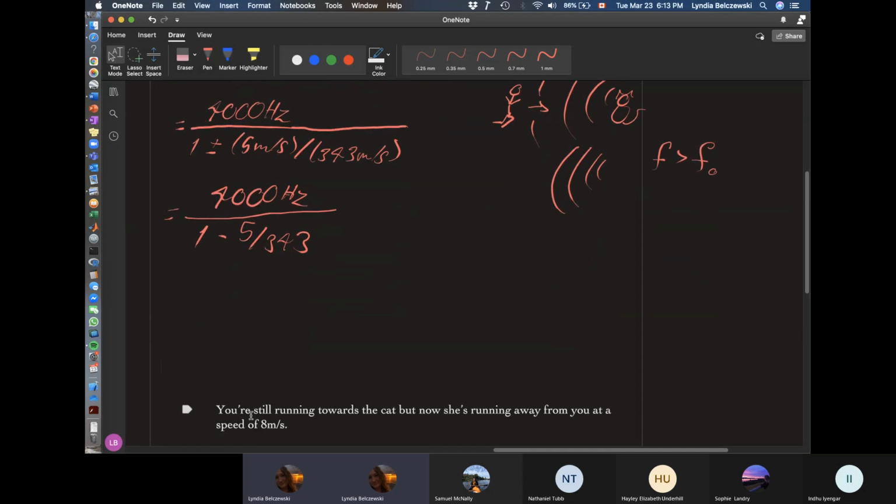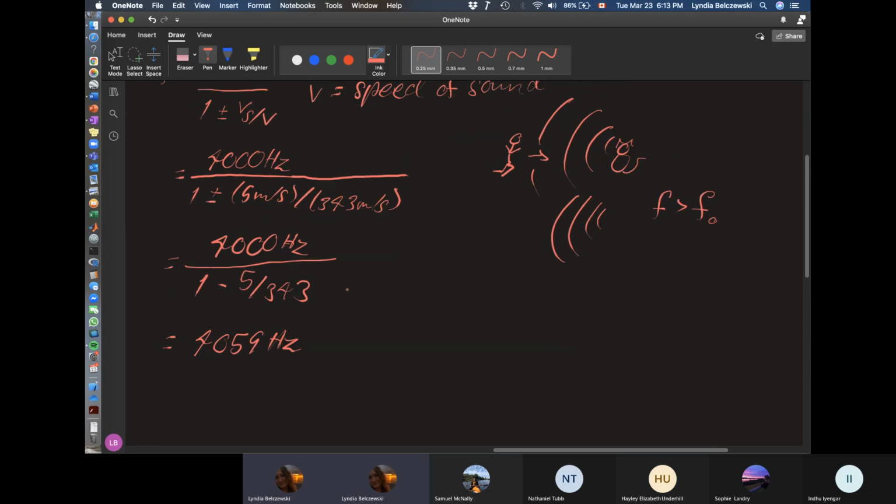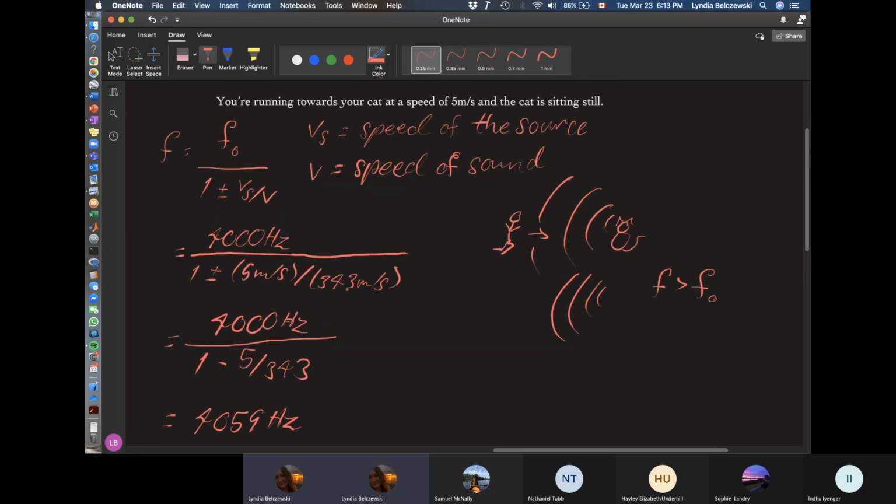So putting this in your calculator, assuming I don't mess up, which I'm kind of known for by now, I'm getting a frequency of just over 4,000 hertz. I'm getting about 4,059 hertz. And so that's the frequency that you hear the cat meow at.